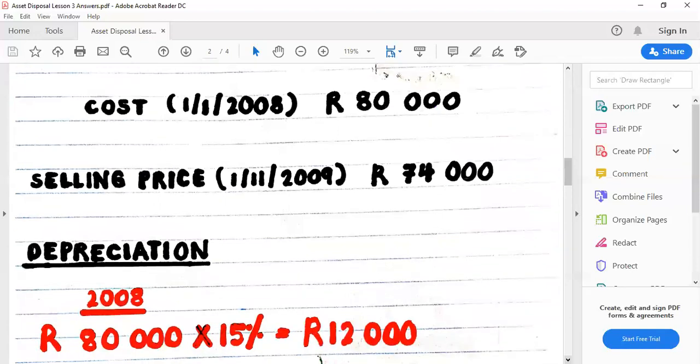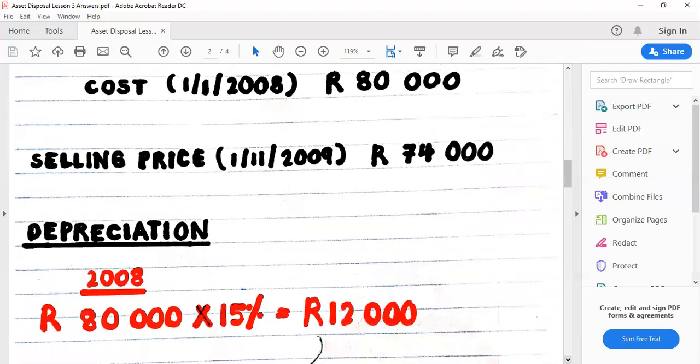Okay. So the 2008 depreciation, it was the 80,000 Rand. This 80,000 Rand was our cost price, what we initially purchased the equipment for, times the 15%, which is the rate of depreciation. Because 2008 was the first year that we bought the equipment, we don't have to worry about any previous year's depreciation because it's the first year it's in use, so there is no previous depreciation. So when we input this in our calculator, we then get 12,000 Rand.